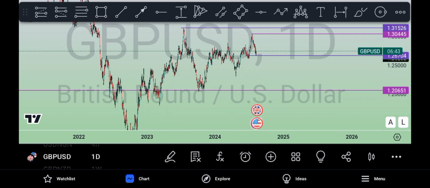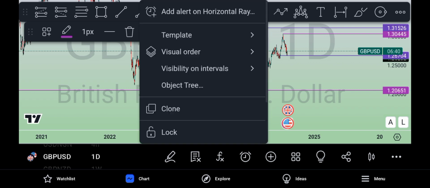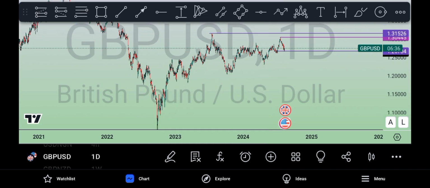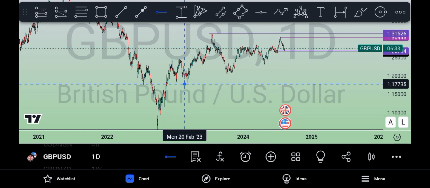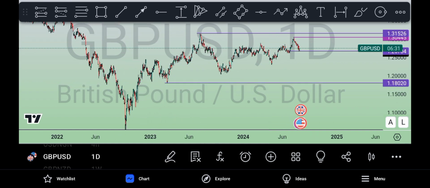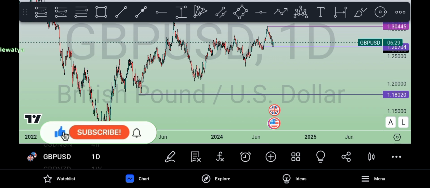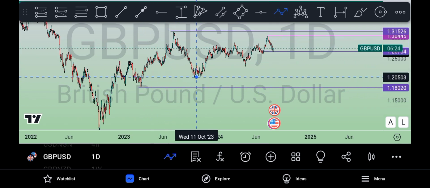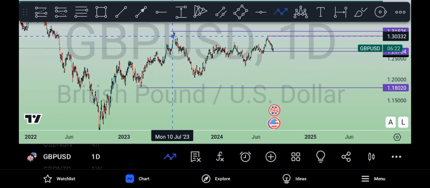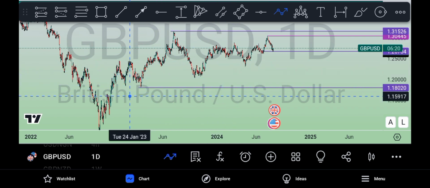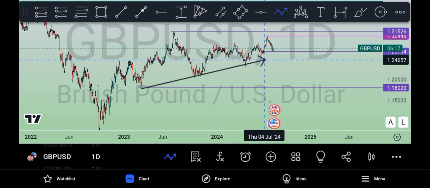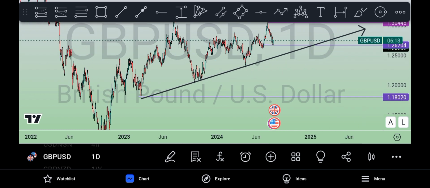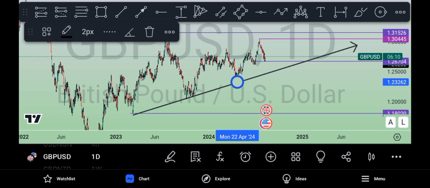Let me just take this out. So basically, this is the range we have been in, because the market has not broken above and has not broken below this range. Technically, in this range that we are in right now, the market is pushing to the upside right here. We are in a range, yes, but the market is pulling all the way to the upside.